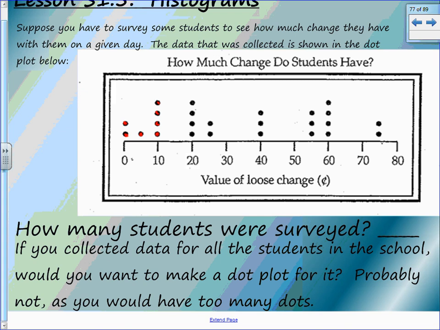Can anyone tell me how many students were surveyed? Logan? 25. How'd you get that? Counting them. Okay. Did anyone else get 25? Great.